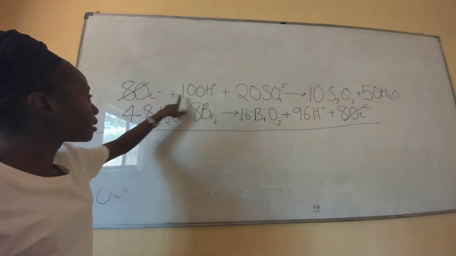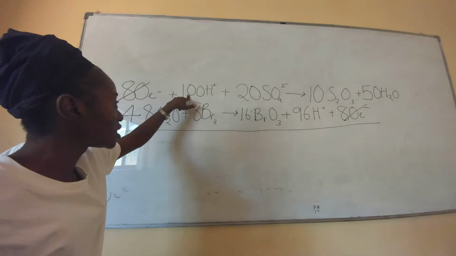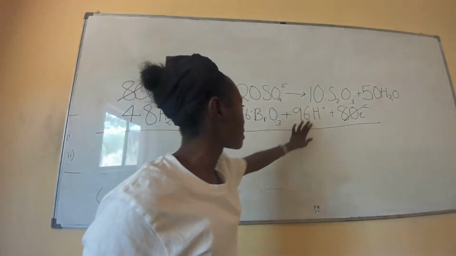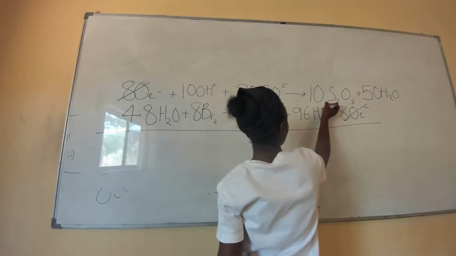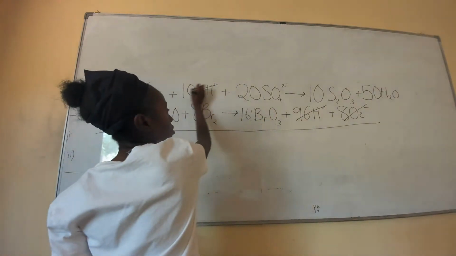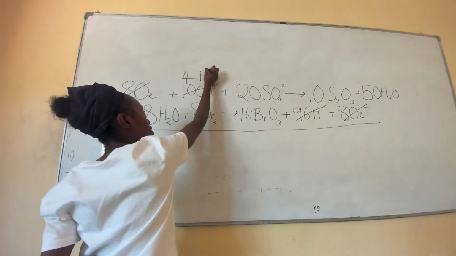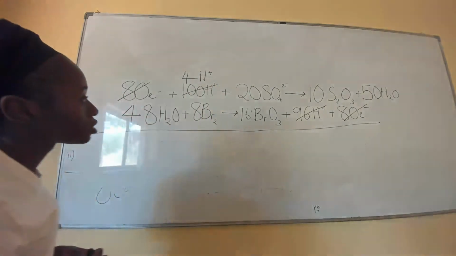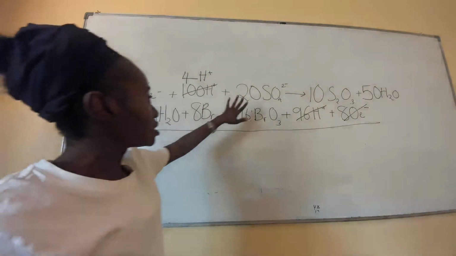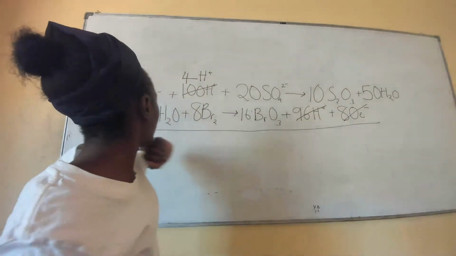So here we can come to the hydrogen. We have 100 here, and then we have 96 the other side. So this can equally cancel out. So 96 minus 100, we're going to remain with 4 hydrogen ions. So we have 4 hydrogen ions. Then this remains as 20 because it doesn't have anything similar.